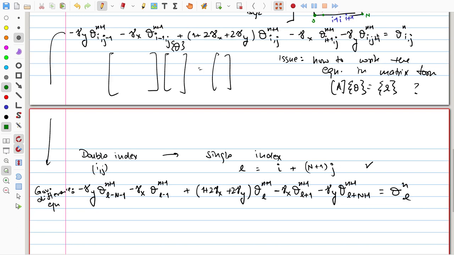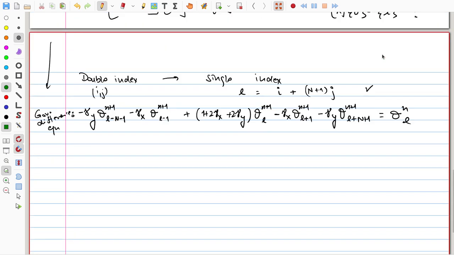Right, so this is the governing difference equation. Now I can write it in a matrix form comfortably because I only have one index for theta. So I can write my theta as a vector. Can anybody figure out how the A matrix will look?